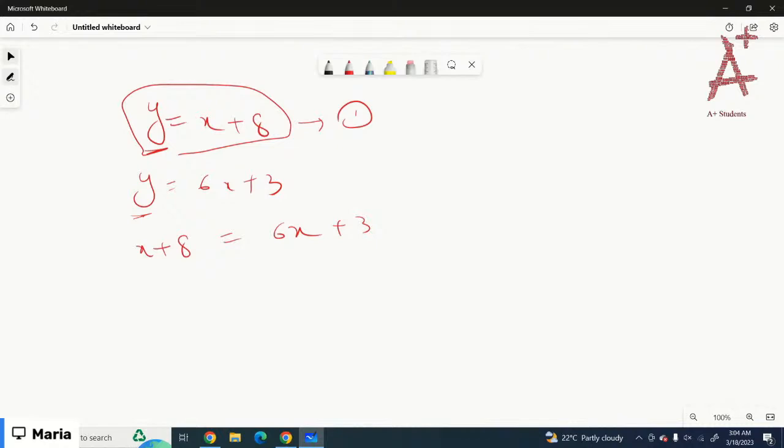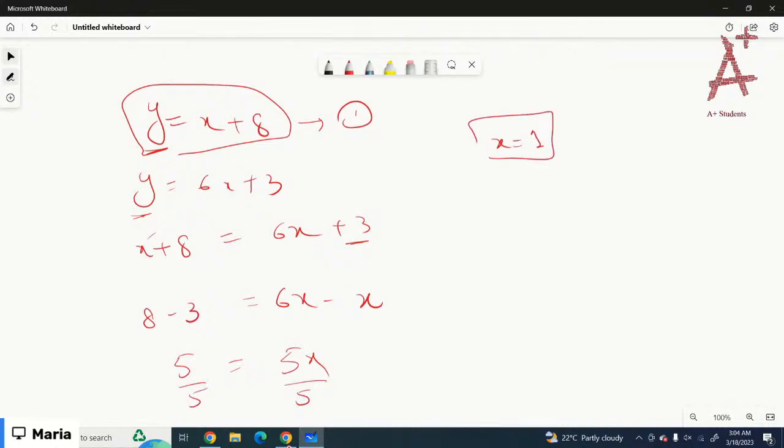Now just solve for the variable x. Move that x to the other side, so subtract 6x minus x, and move that 3 to the other side, so subtract. 8 minus 3 is 5 and 6x minus x is 5x. Divide both sides by 5. So x equals 1.